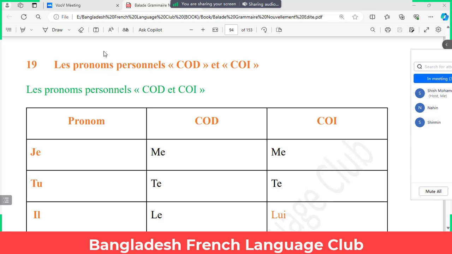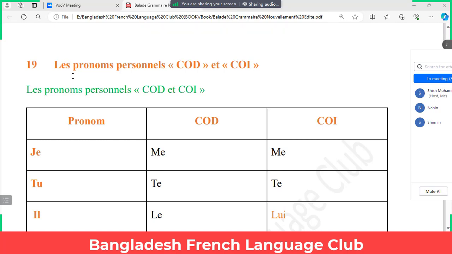Alors, aujourd'hui, on va parler d'un sujet très important, c'est les pronoms personnels COD et COI.